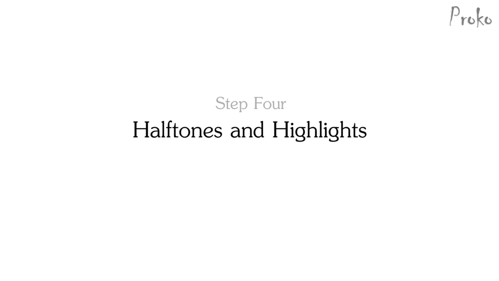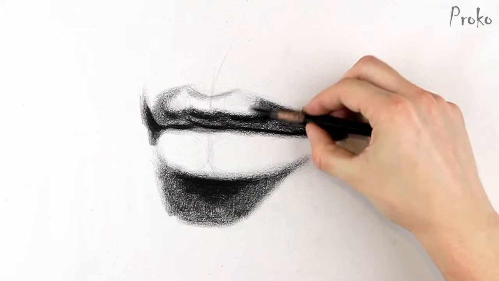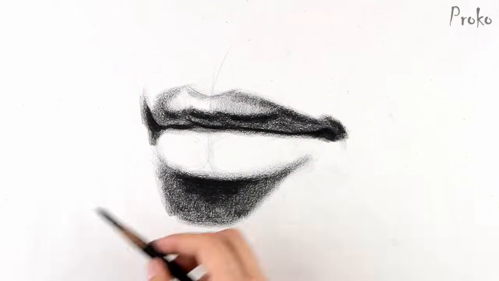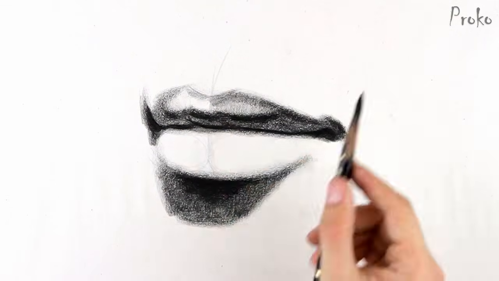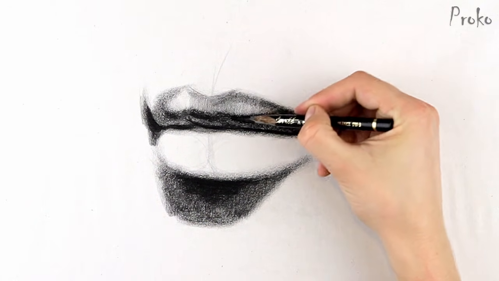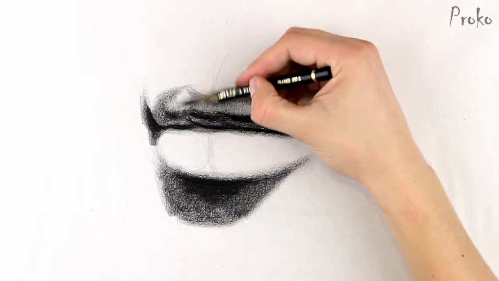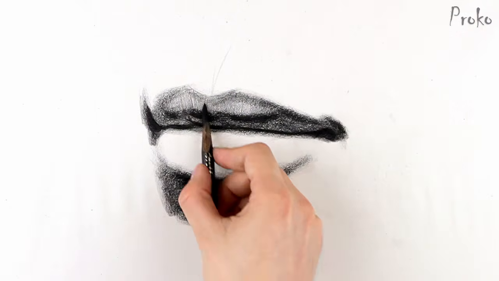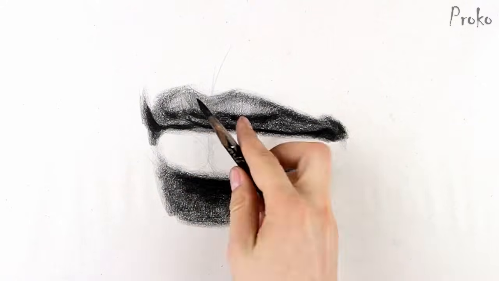Halftones and highlights. The top lip, even though it curves and points up, doesn't curve enough to point directly at the light source, like the bottom lip. So the entire lit area of the top lip will be a darker value halftone, with gradations to define the roundness of the squishy little pillows.